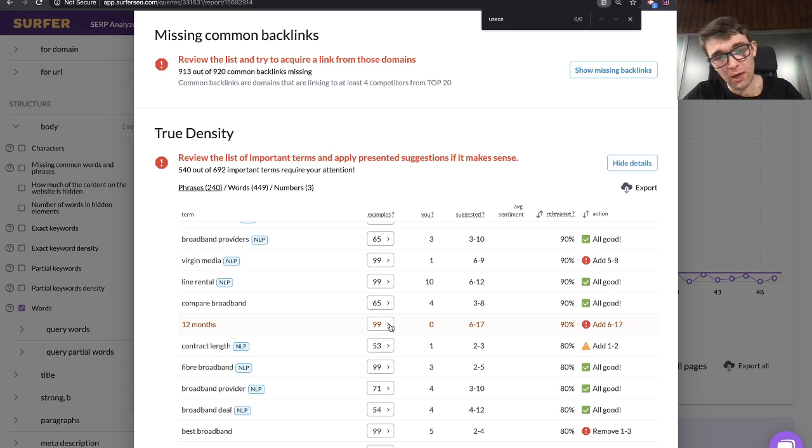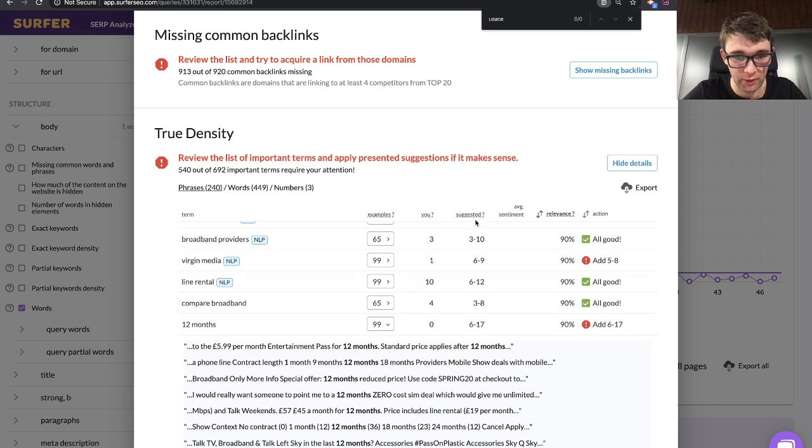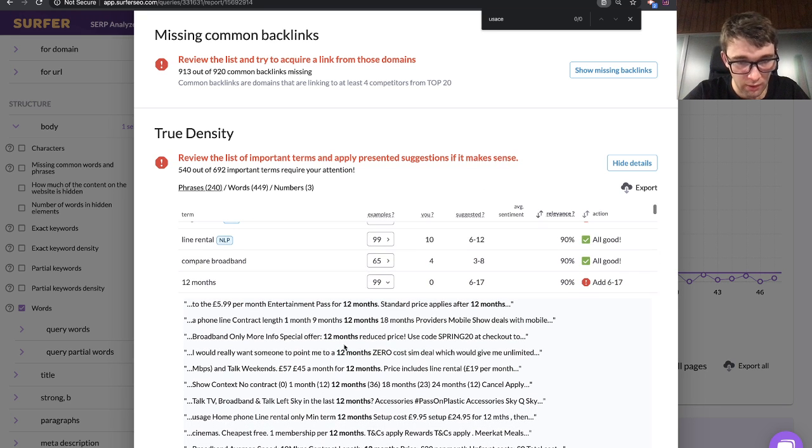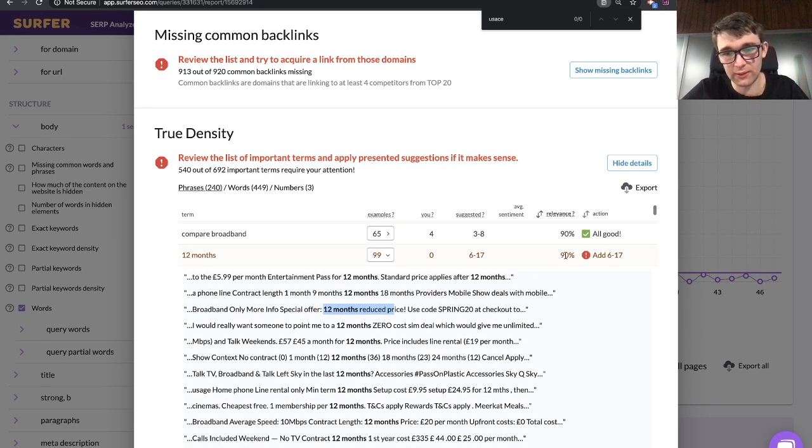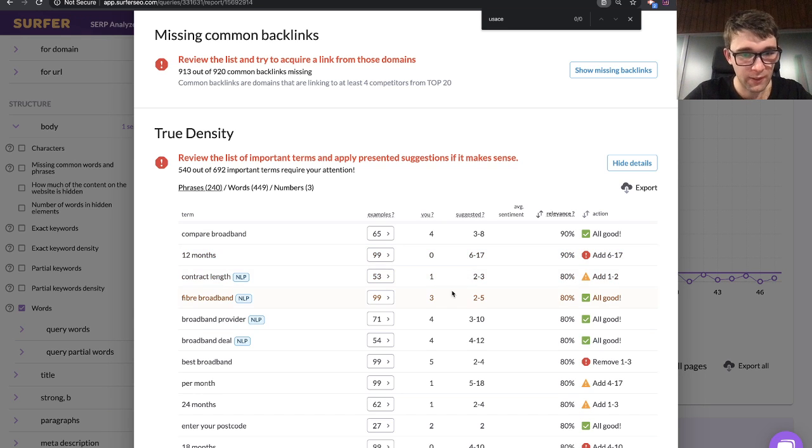If you don't know how they included this term, you can click here and see, okay, it's a special offer, 12 months. Everyone is mentioning it. 90% of the results in the top 10 mention that the deal is 12 months. So it's probably important to do the same thing.